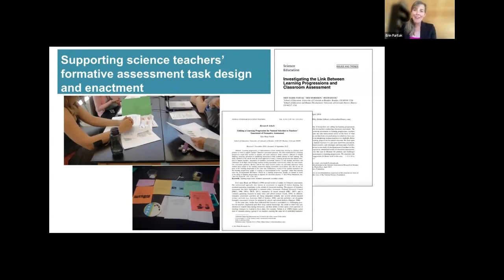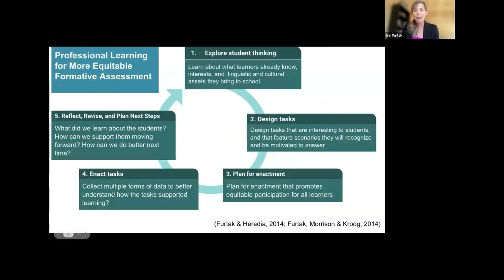What I want to highlight here is that, looking back at that framework Hosun was talking about a few moments ago, we're thinking about tasks and classroom practices as really being interactive and working together to support learners in sharing their ideas and showing what they know.